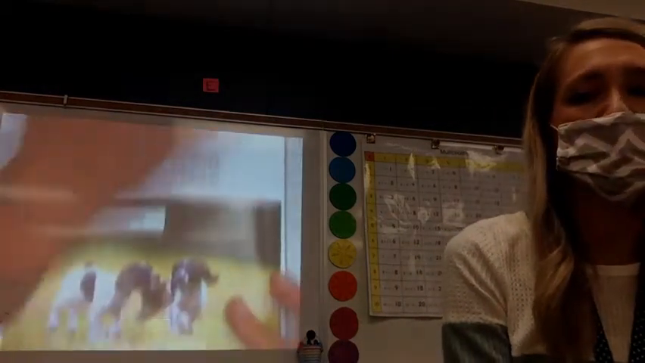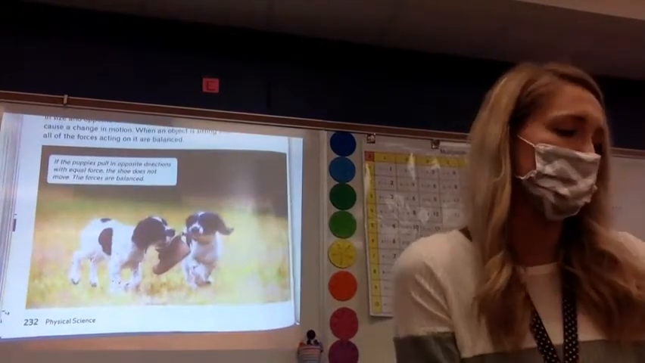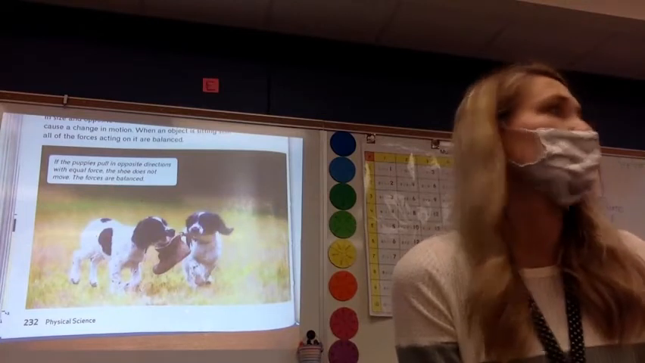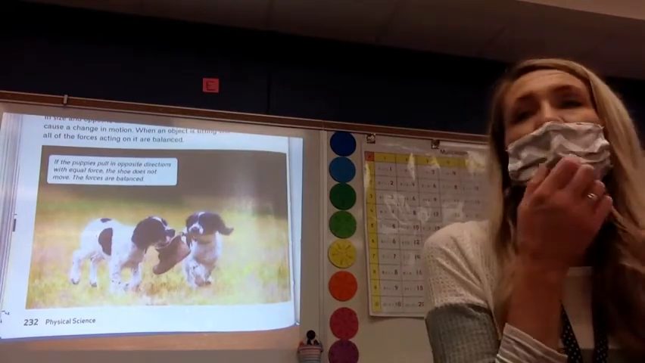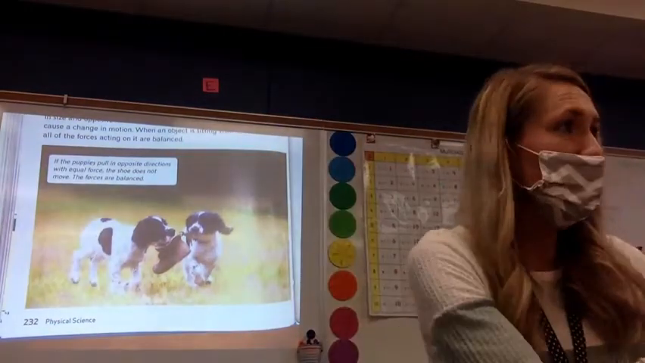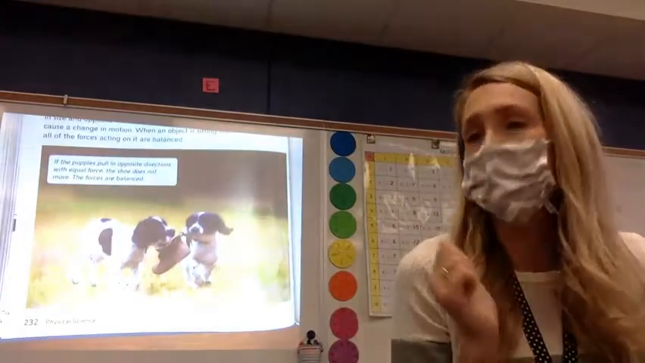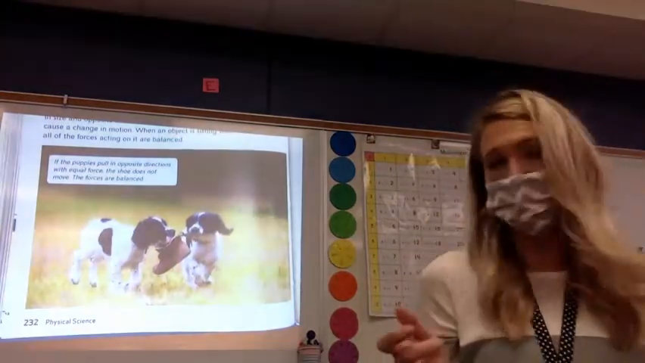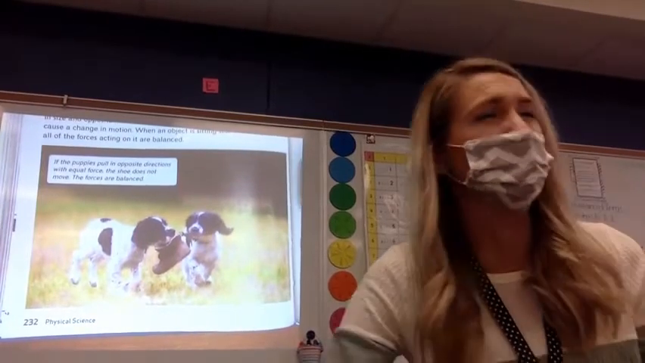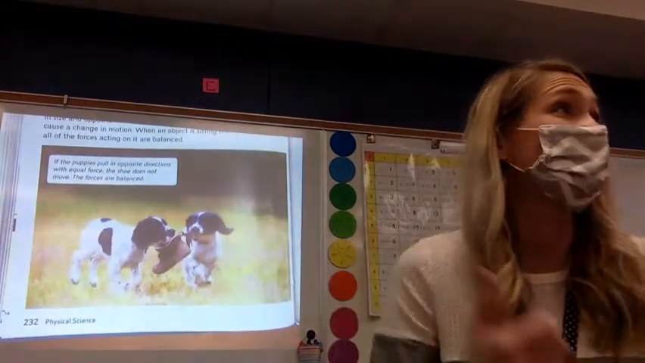So we do see these cute little puppies down below. It says, if the puppies pull in opposite directions with equal force, the shoe does not move. The forces are balanced. So how many of you have an animal that you play tug of war with at home? If you're playing with it and you're pulling at it and you can't get it away from the dog, those forces are what? Balanced. They're pulling and you're pulling. And if you can't get it away, it's balanced. The minute you rip it away from them, it's no longer balanced because you're stronger and they're not acting on that anymore.